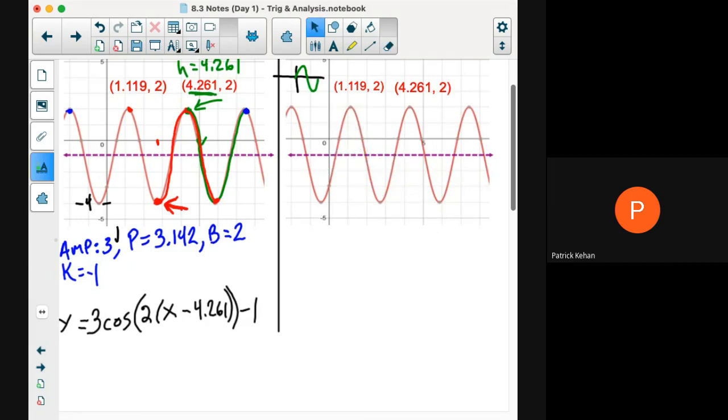Remember, work smarter, not harder, but this part is a little tricky. So we did identify the period, which was from high point to high point, which was 3.142, that distance right there in green.